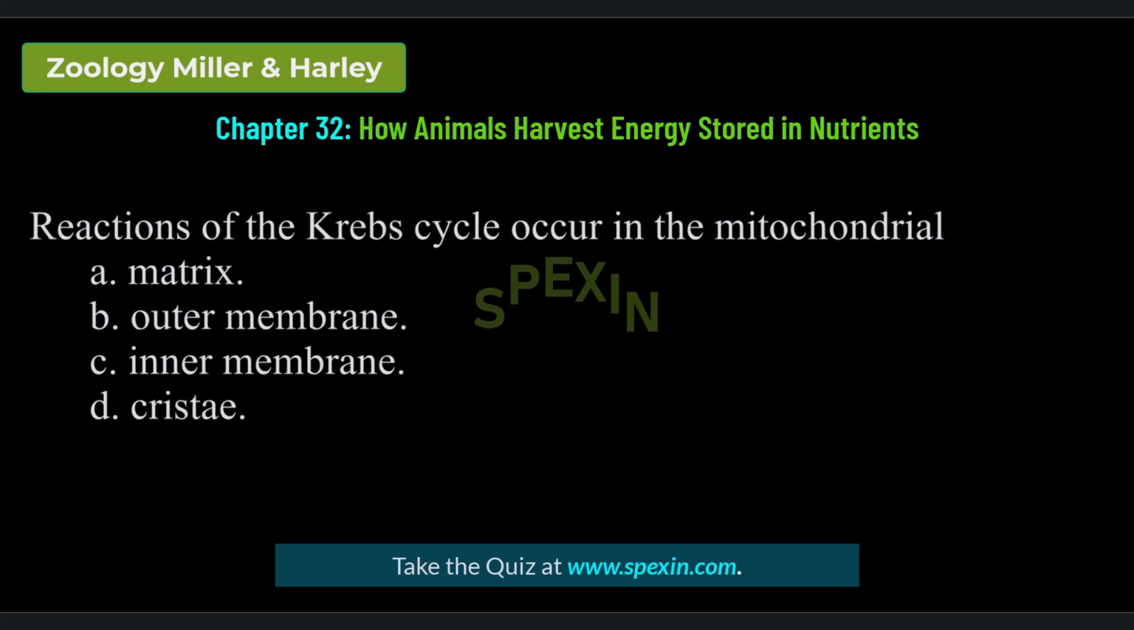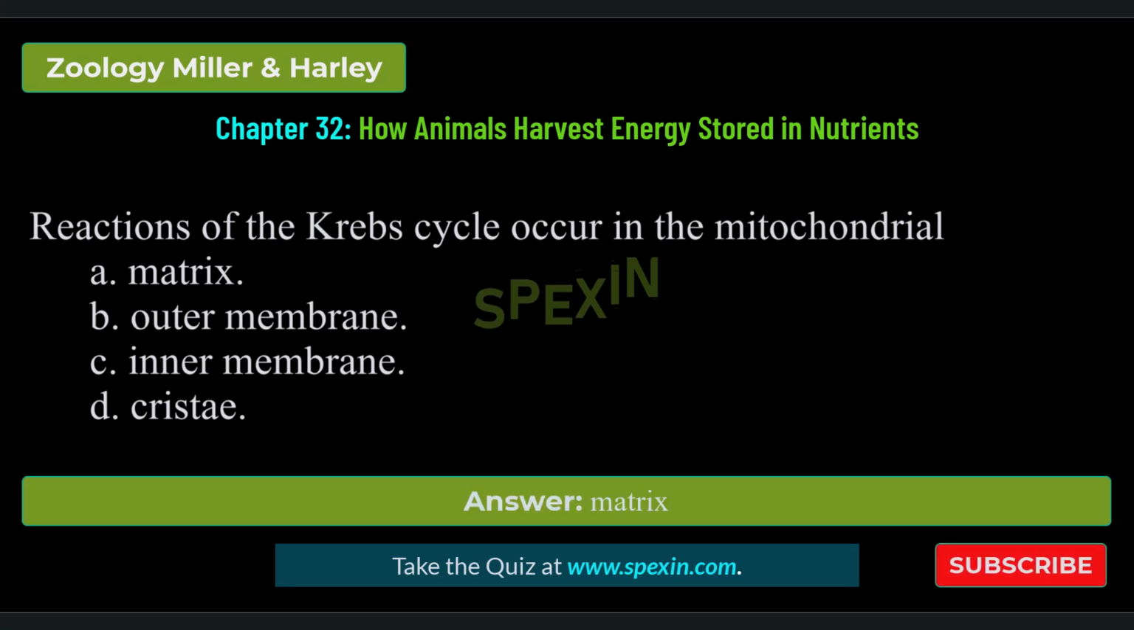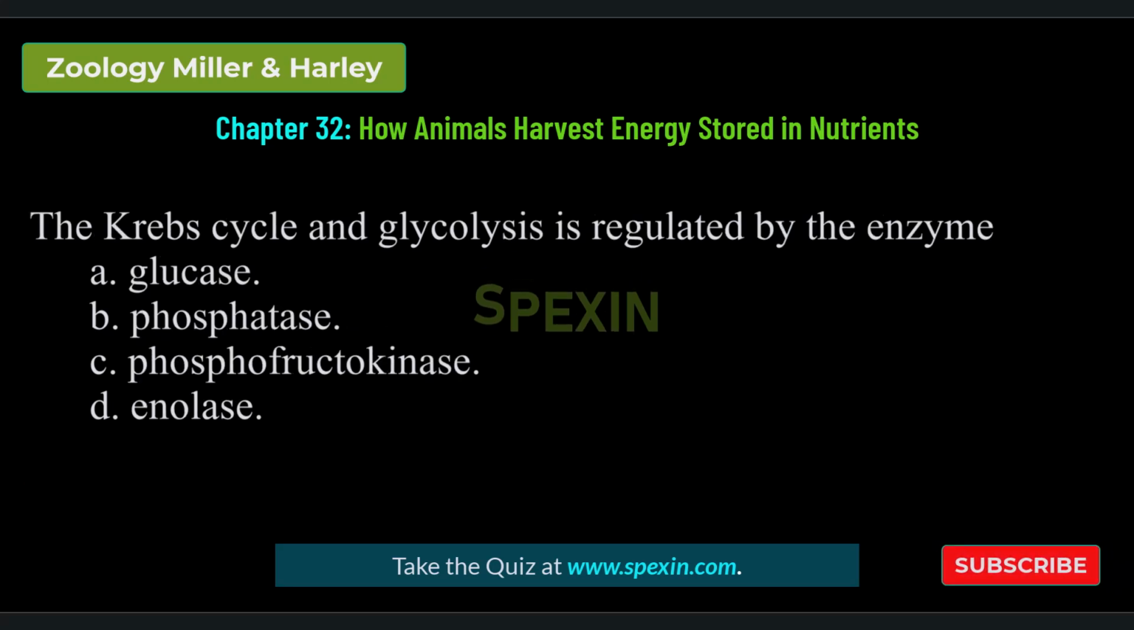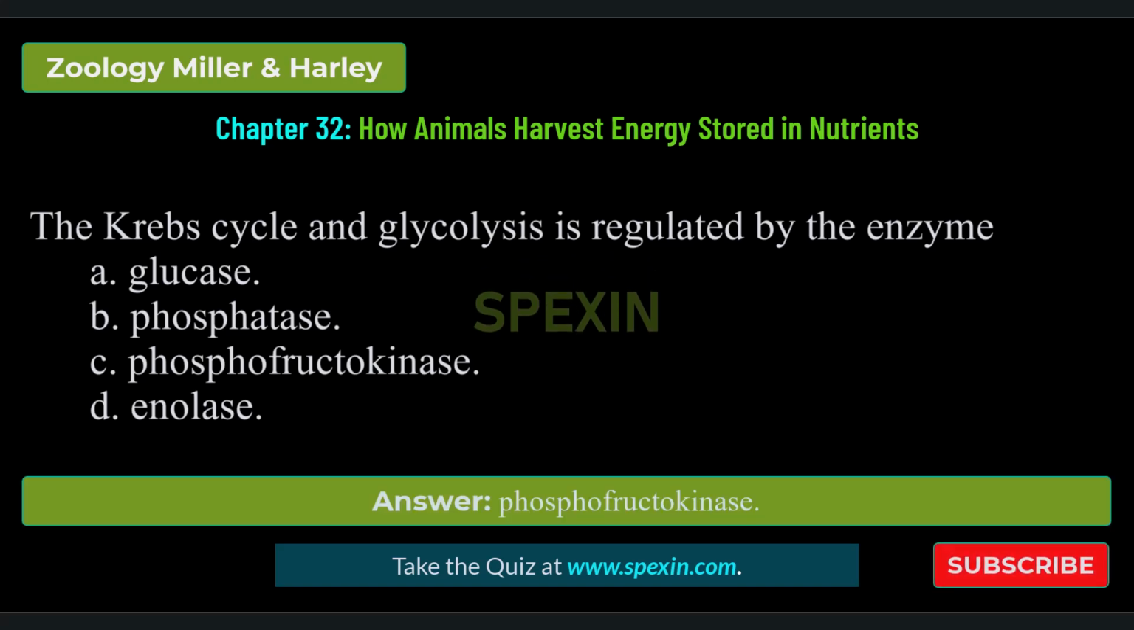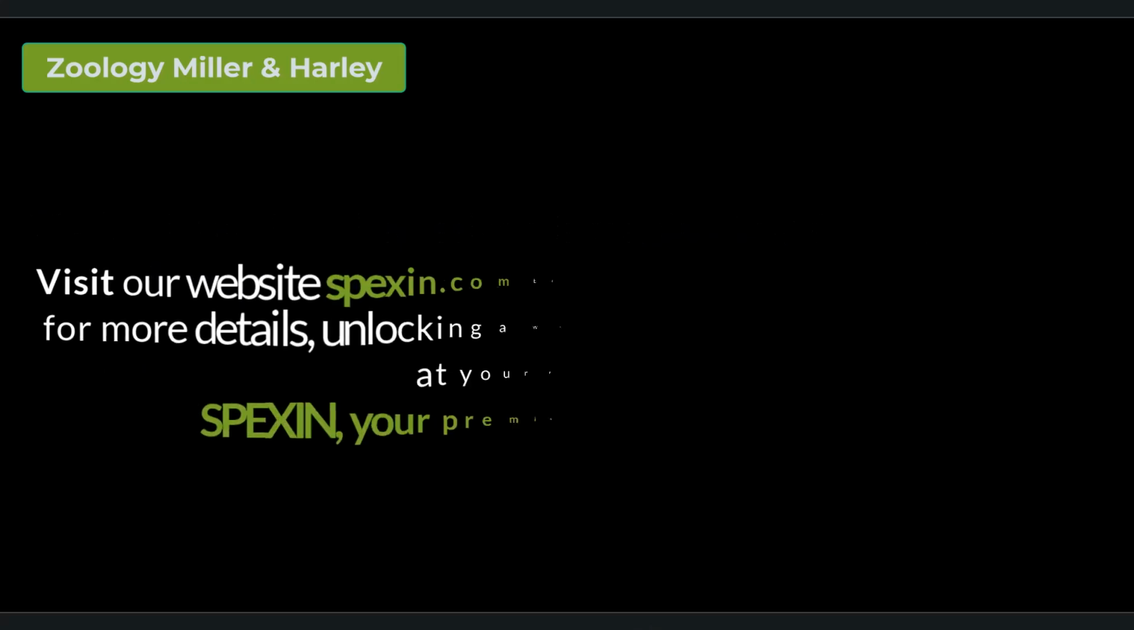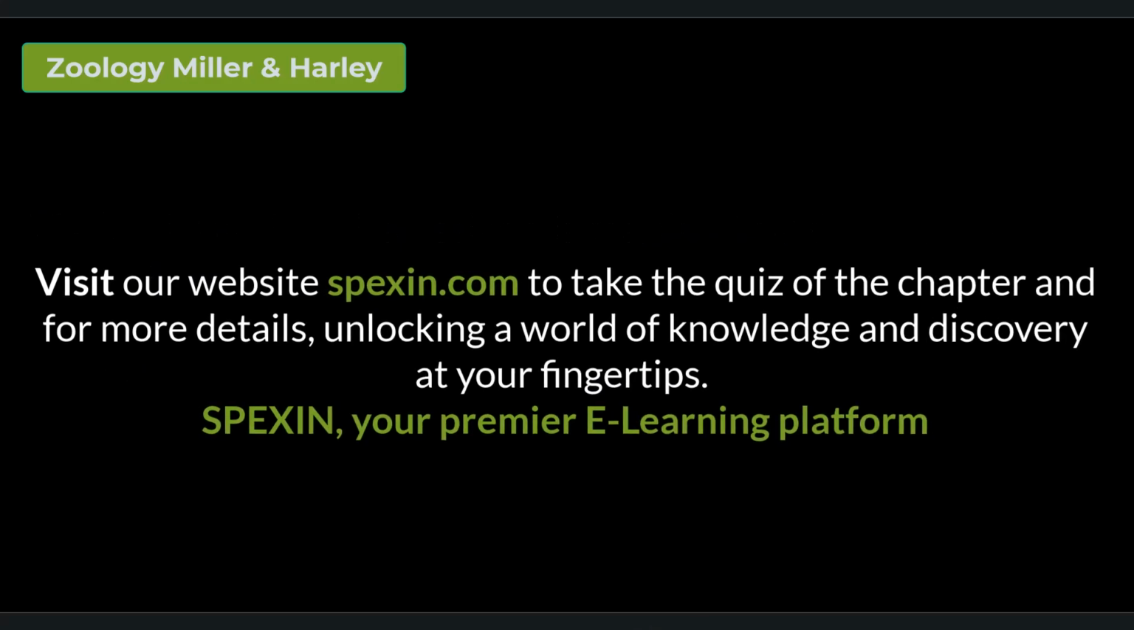Reactions of the Krebs cycle occur in the mitochondrial A. Matrix, B. Outer membrane, C. Inner membrane, D. Cristae. Correct answer: matrix. The Krebs cycle in glycolysis is regulated by the enzyme A. Glucase, B. Phosphatase, C. Phosphofructokinase, D. Enolase. Correct answer: phosphofructokinase.